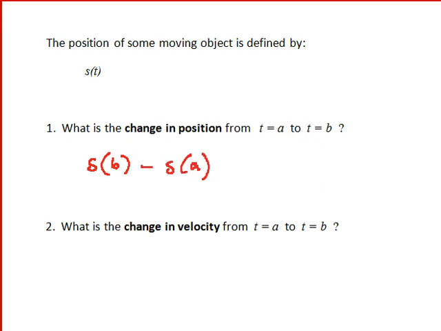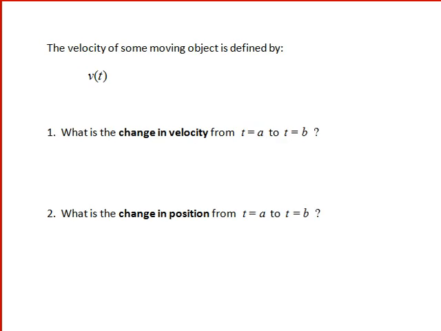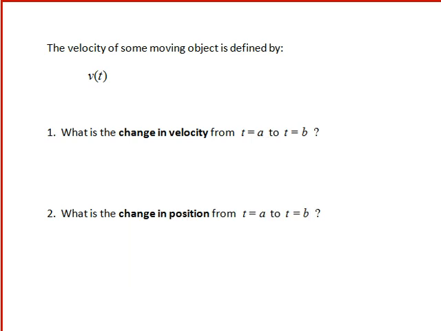In terms of s, we can express this with a derivative. The change in velocity is s prime of b minus s prime of a, with the understanding that s prime of t is the velocity function. This time, please express the change in velocity from a to b in terms of v. Hopefully you're getting the hang of this by now. The change in velocity given a velocity function is simply going to be v of b minus v of a.